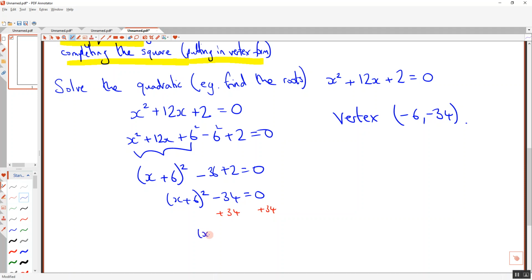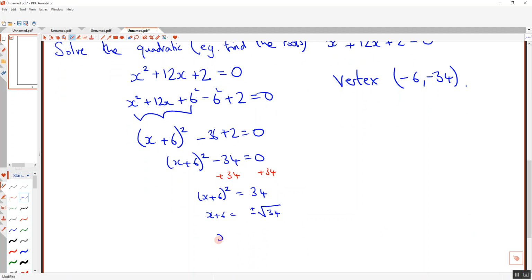So I get x plus 6 squared equals 34. And then square root everything. So I get x plus 6 equals. And what else do I have to make sure I put in here? Plus and minus. Plus and minus the square root of 34, because remember there's two answers. And then your last step is, -6. Yeah, so x equals -6 plus and minus the square root of 34.